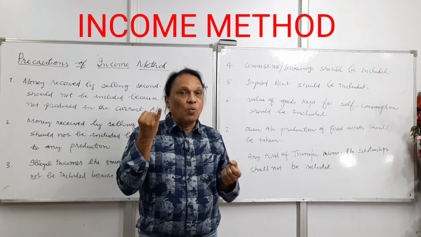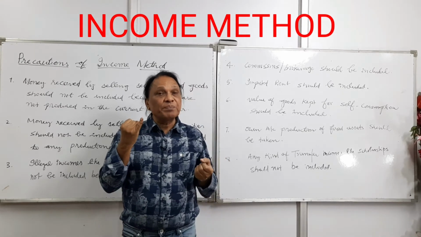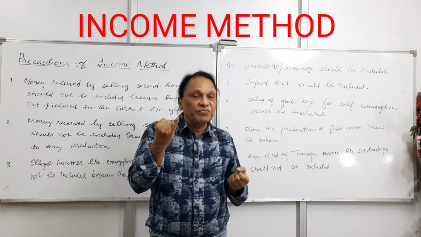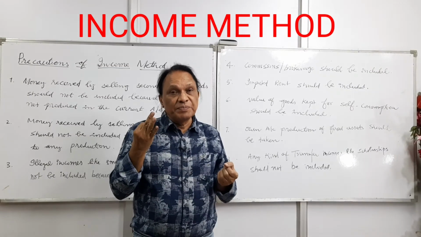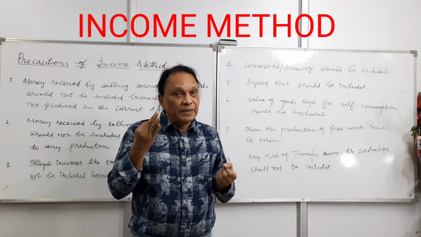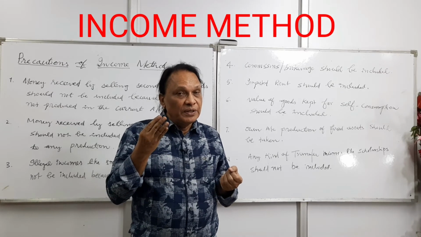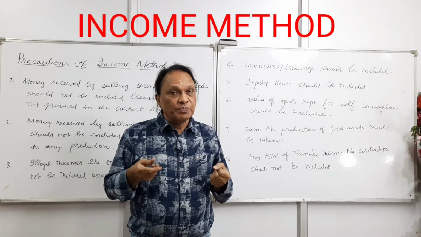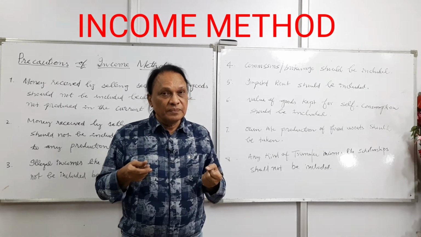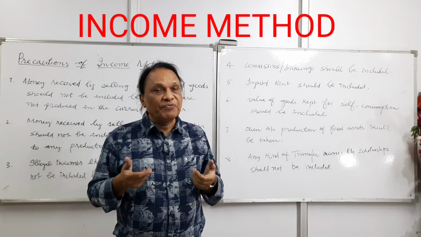Keep in mind, only these incomes should be taken. One is compensation of employees, that's wages and salaries. Number 2, rent. Number 3, royalty. Number 4, interest. Number 5, profits. And the last one is mixed income. These are the factor incomes or factor payments.